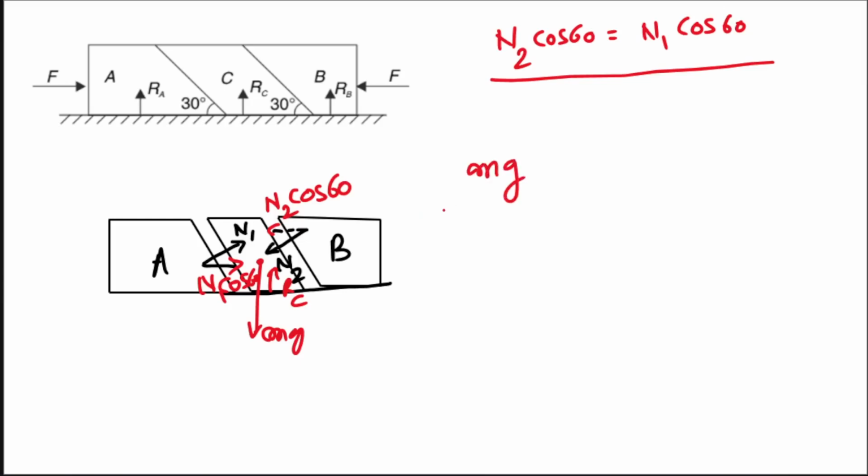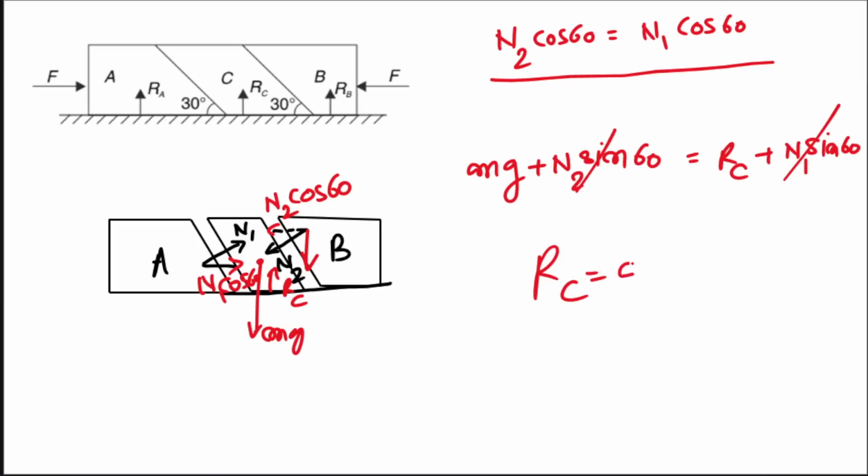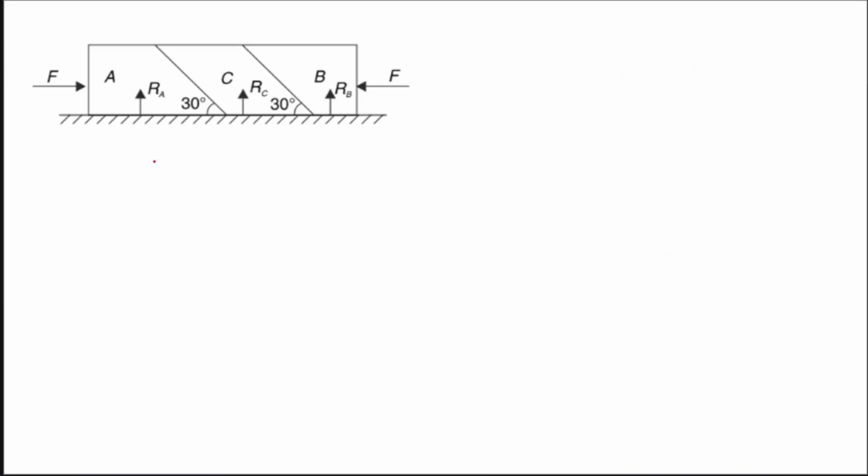Mg is in the downward direction. And what else will be in the downward direction? This thing, N2 sin 60 is in the downward direction. And what is in the upward direction? That is your Rc. And what more? N1 sin 60. Okay? And since N1 and N2 are equal, these two will get cancelled. So Rc is equal to how much? Mg. So we have got the answer.